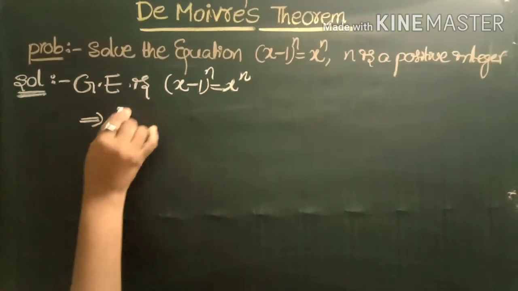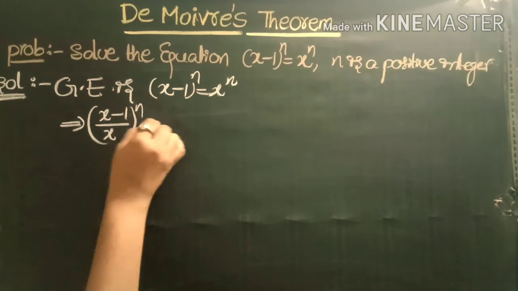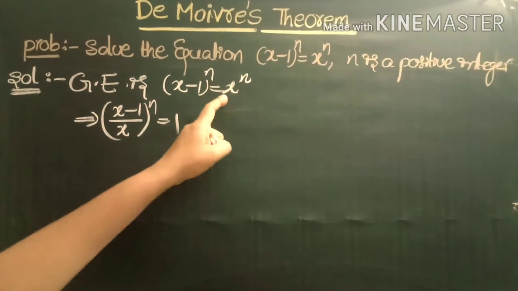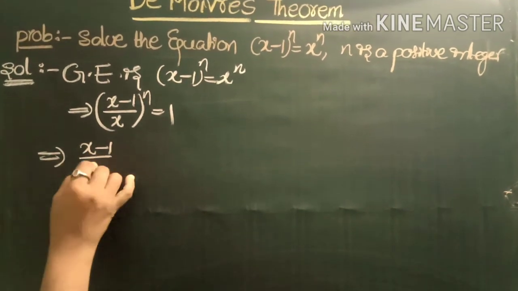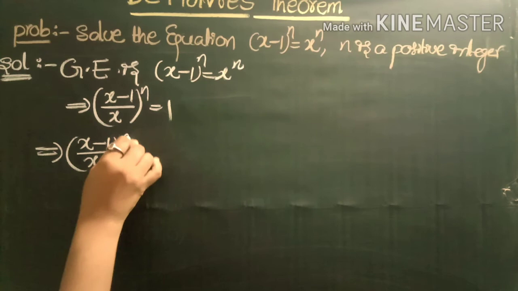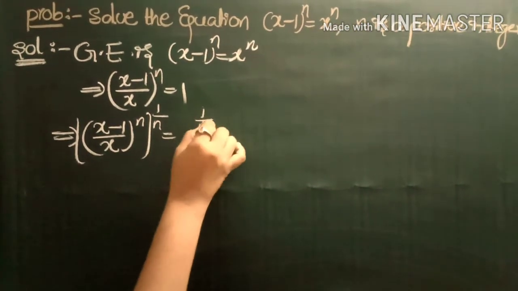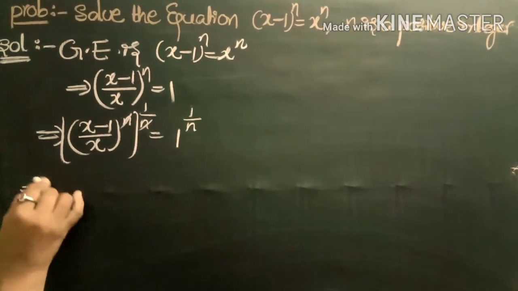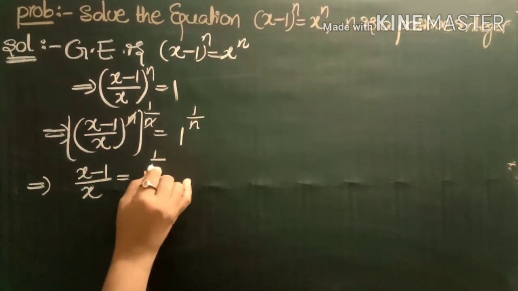That is, ((x minus 1) by x) to the power n is equal to 1. We are just dividing the whole equation by x to the power n, which implies ((x minus 1) by x) to the power n, whole power 1 by n, is equal to 1 to the power 1 by n. That is applying the power 1 by n to this equation. That is, (x minus 1) by x is equal to 1 to the power 1 by n.